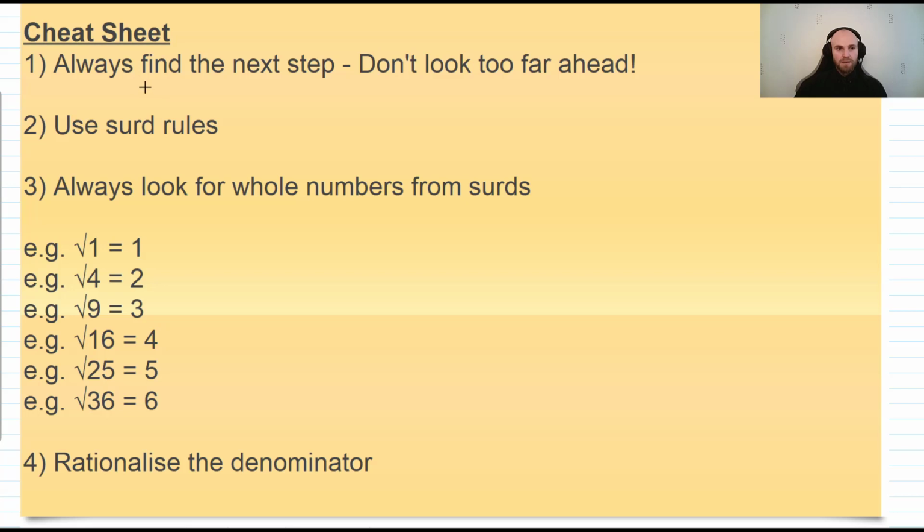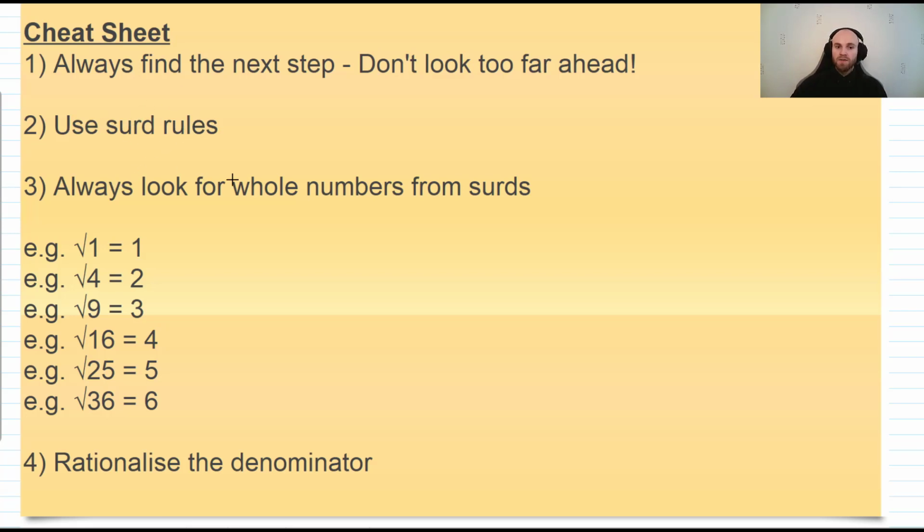So if we go to the cheat sheet, so just rule number 1 for this one, and this is my personal rule to you, always just find the next step. Don't look too far ahead. If you look too far ahead, it'll look impossible and you won't want to do it. You'll be scared of it. So don't do that. We're going to use surd rules.